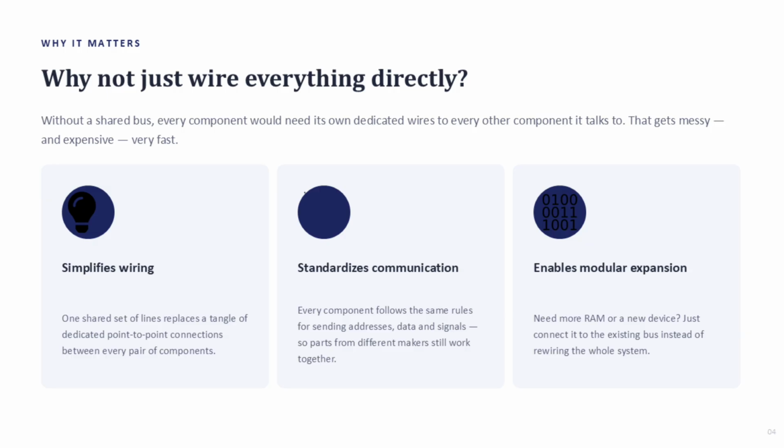Second, it standardizes communication. Every component follows the same communication rules. Whether the RAM is made by one manufacturer and the CPU by another, they can still work together because they all use the same bus protocol for transferring address, data, and control signals. This standardization is one of the reasons computer components from different manufacturers are compatible with one another. Third, it enables modular expansion.